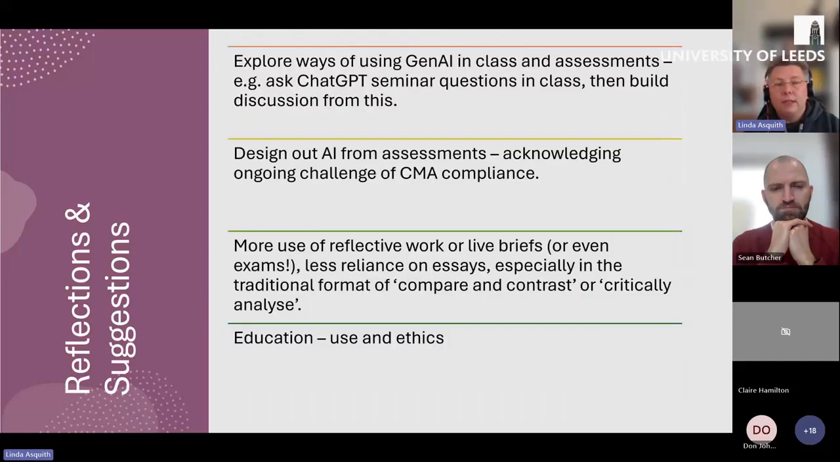As well, I think we can use generative AI in class and in assessments, so getting them to use it as part of the assessment like I've done. I was very fortunate in that the module specification for my module, I deliberately kept very vague. It just said, as far as the assessment goes, report.